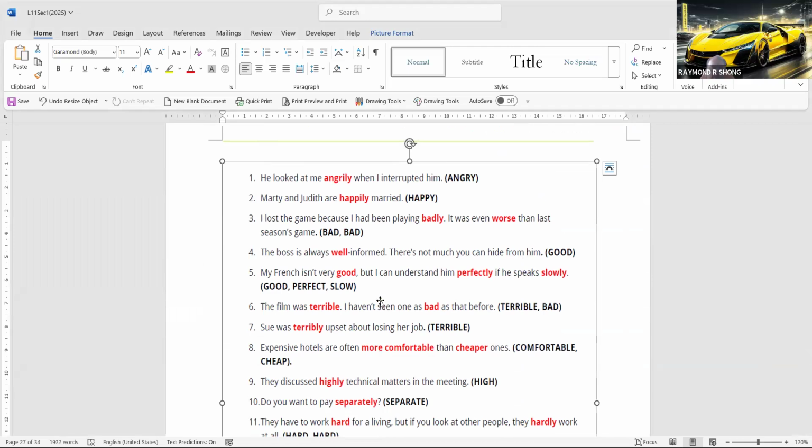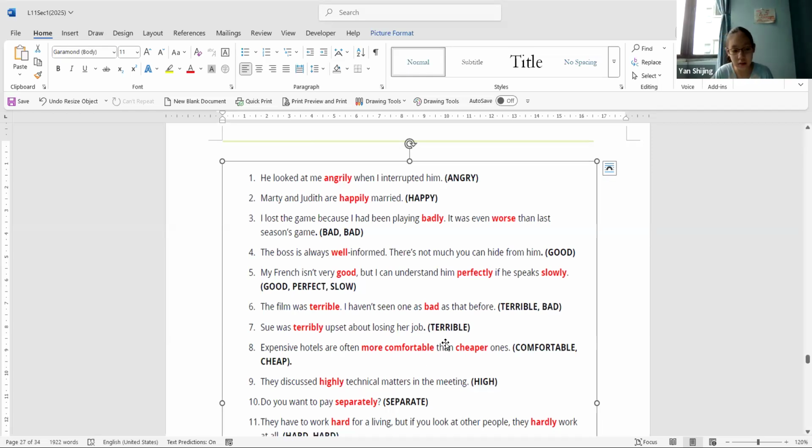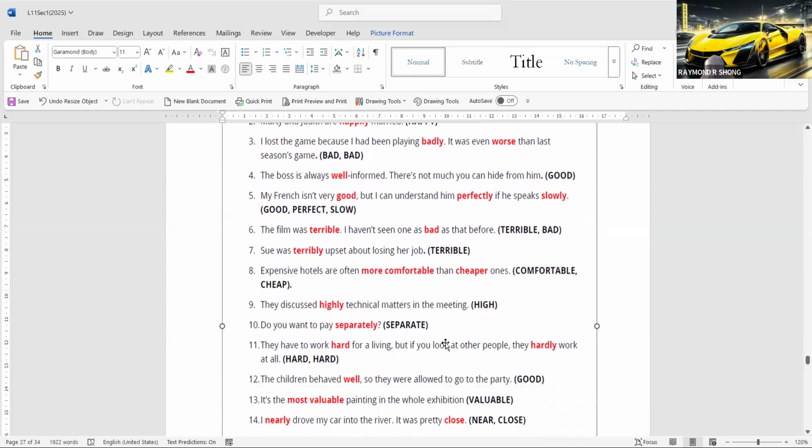Number 1. He looked at me angrily when I interrupted him. Marty and Judith are happily married. I lost the game because I have been playing badly. It was even worse than last season's game. The boss is always well informed. There's not much you can hide from him. My French isn't very good, but I can understand him perfectly if he speaks slowly. Thank you. Number 6. Who's done?